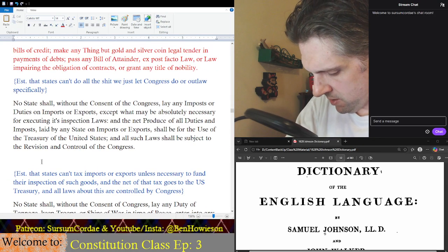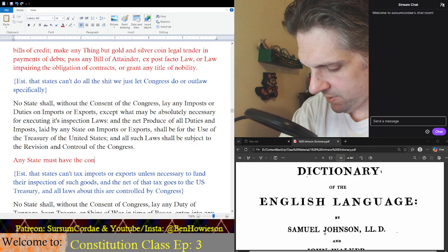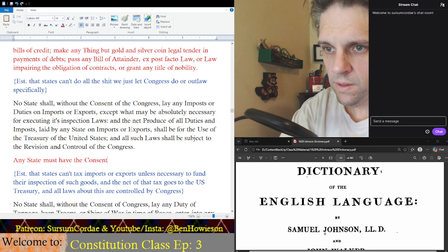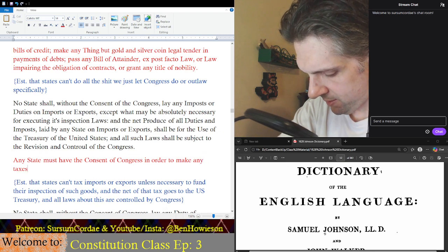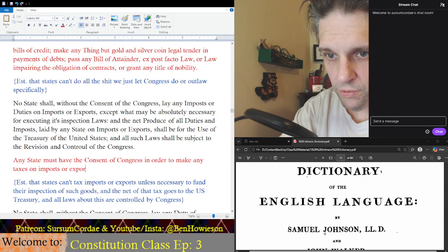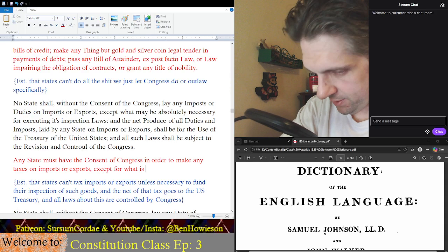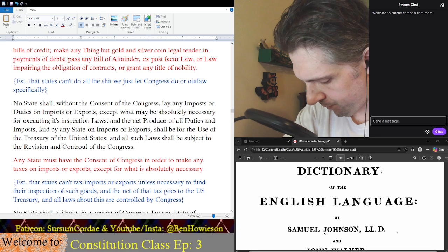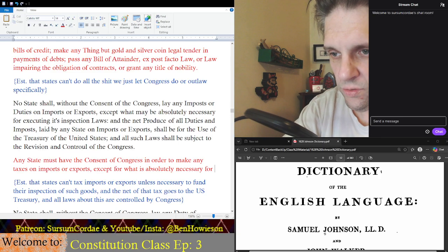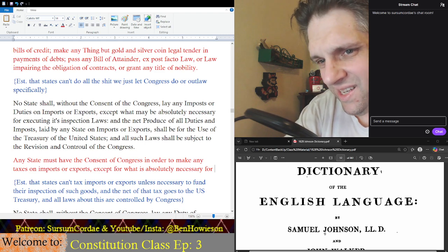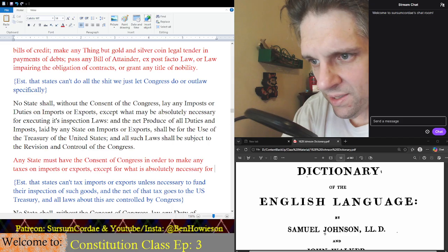And so let's see. Let's start with: any state must have consent of Congress in order to make any taxes on imports or exports, except for what is absolutely necessary for executing its inspection laws, except for what is absolutely legally necessary.